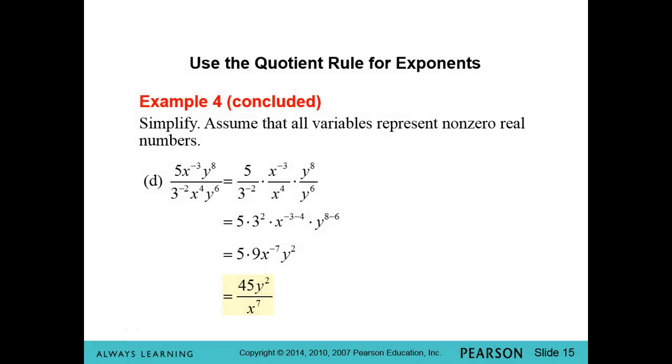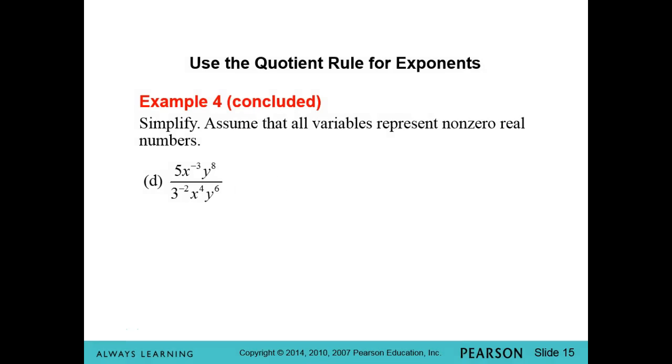Now, that was through D. In your text, example 4 gives you an E, an F, and a G. Let's do those. So E. This is nothing too new here. 3 squared x to the 5th over 3 to the 4th x to the 3rd. What would you say to do with that one?